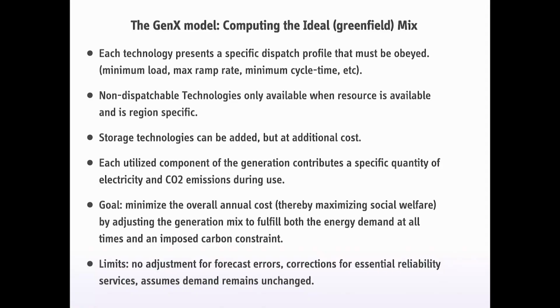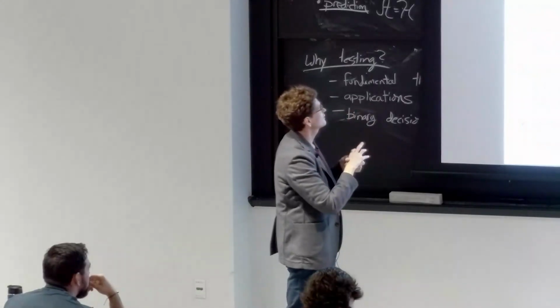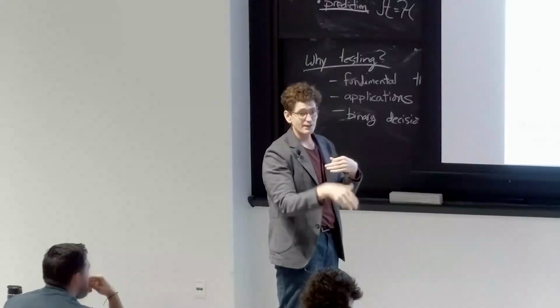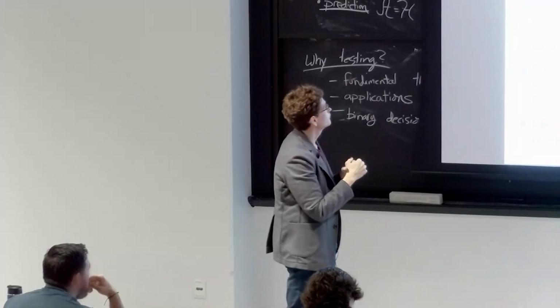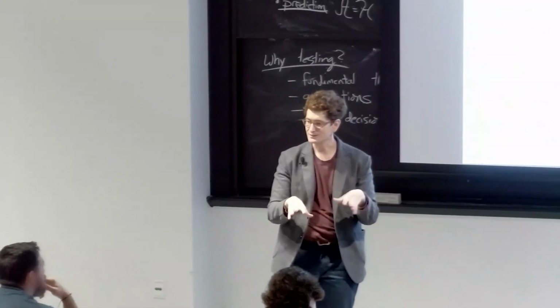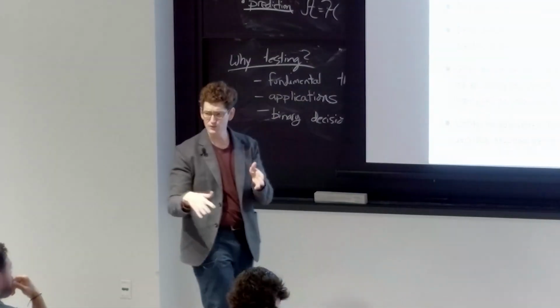Here are the assumptions that go into GenX. You should always know assumptions before you look at any model. They assume that each technology presents a specific dispatch profile that must be obeyed. That's part of the set of functions. Minimum load, maximum ramp rate, minimal cycle time. If you turn off the plant, how long does it take to turn back on? That's cycle time. Minimum load, you can't run a nuclear plant at 10% capacity. You have to run it at like 30% or higher.